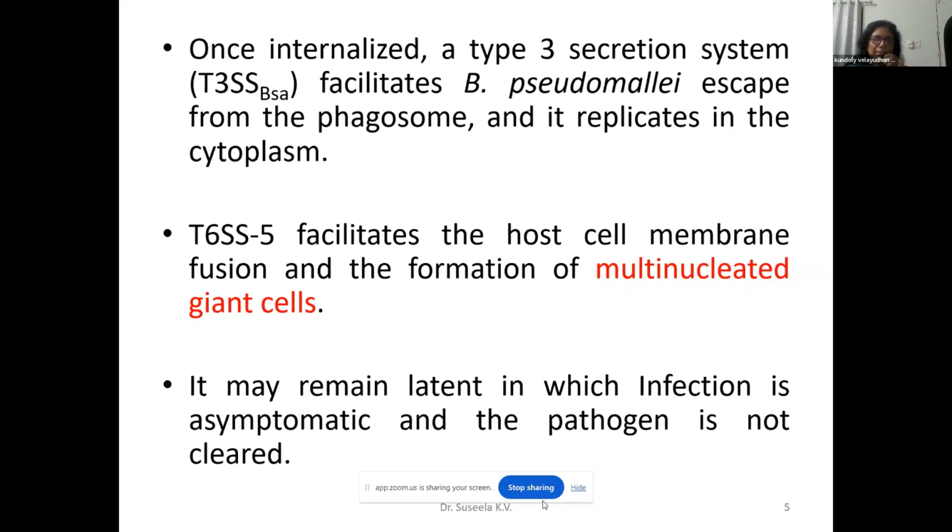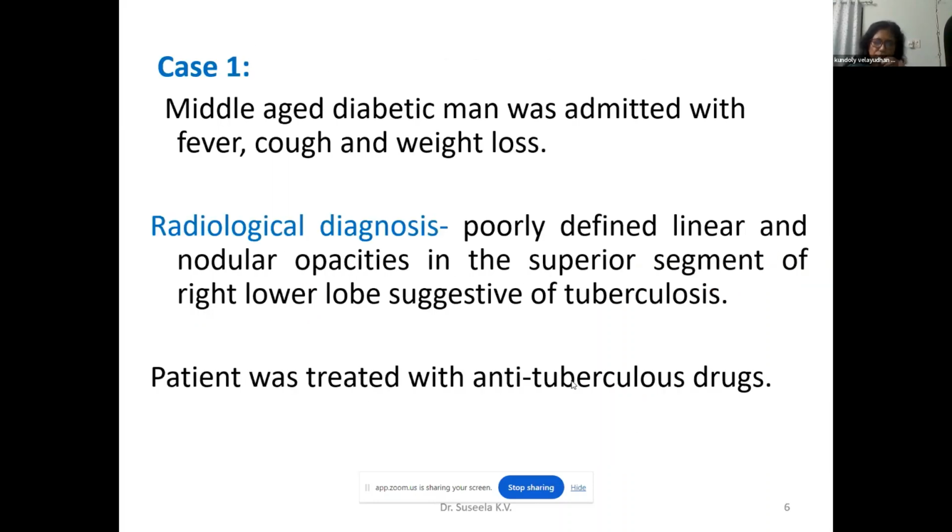It can also remain latent. In some patients, the bacteria infect and remain inside the cells, mainly reticuloendothelial cells. What other cells are infected is not known. The infection may be asymptomatic and the pathogen is not cleared. So it can remain dormant, and later it can be reactivated, causing infection or disease.